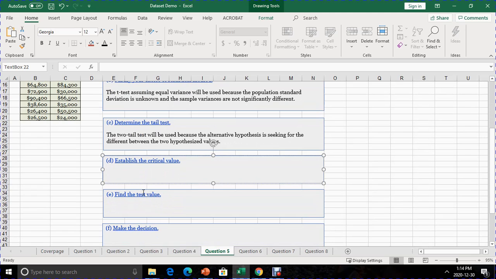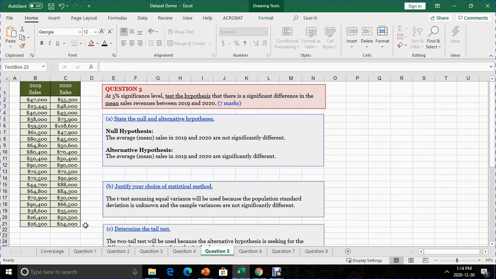Question D asks to establish the critical value, and question E asks to find the test value. So this is where we have to run our Excel and come out with the results for the critical value and the test value. Excel does this, and you don't need to do any calculations manually to derive this.